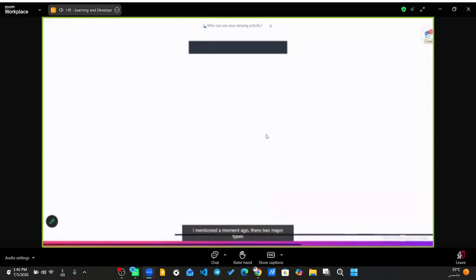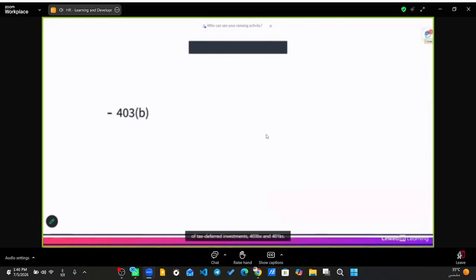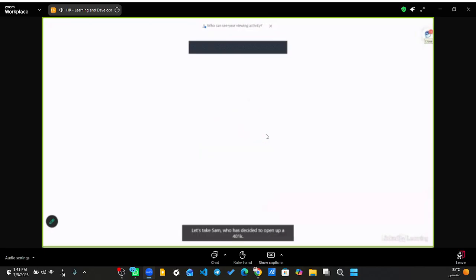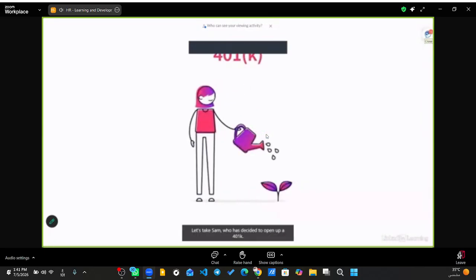I mentioned a moment ago there are two major types of tax-deferred investments, 403Bs and 401Ks. Let's start with 401Ks. For most people, this is the easiest and best place to start investing for retirement. Let's take Sam, who's decided to open up a 401K. Her money is withheld through payroll deduction, but she can save up to $19,000 of her pre-tax income. But the number goes up a little bit each year. It's $26,000 though, if you're 50 years of age or older.